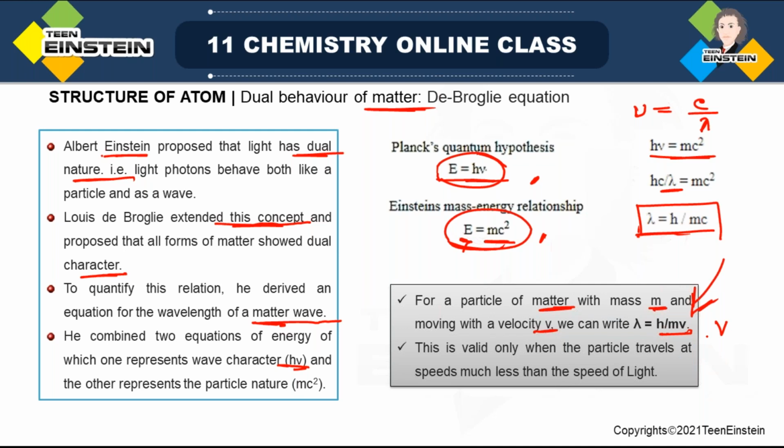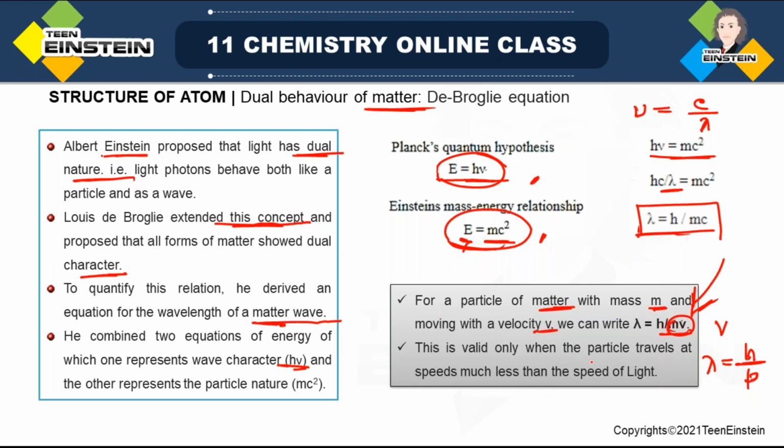So remember, wavelength is equal to h by mv, and this mv is nothing but momentum. So you can also write that lambda is equal to h by p, where p is the momentum, which is mass into velocity. So lambda is equal to h by p or h by mv. This is a very important equation, which we call the de Broglie equation. Here you can understand how wavelength is related to mass and velocity, because h is constant.